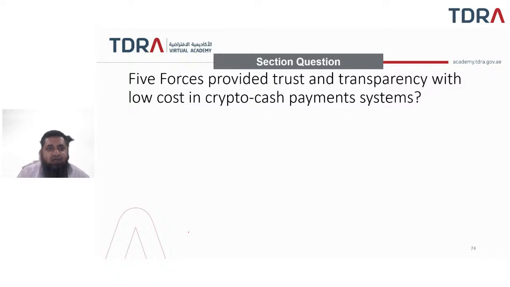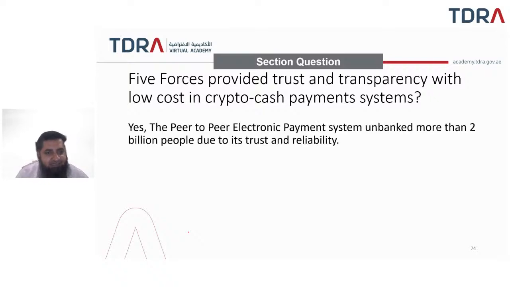So now a very short question. Five forces provided the trust and transparency with low cost in crypto cash payment system. So what is your answer? Give it quickly. And the answer is yes, the peer-to-peer electronic payment system unbanked more than 2 billion people due to its trust and reliability.